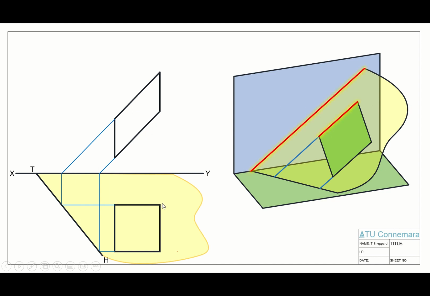So if this is the line in plan, this is the angle of the line in elevation. You simply set your compass to that line and then draw it from where our point T is. So you can see there's our trace parallel in our plan view, and there's our line parallel to the vertical trace in elevation. And that's the actual solution completed.